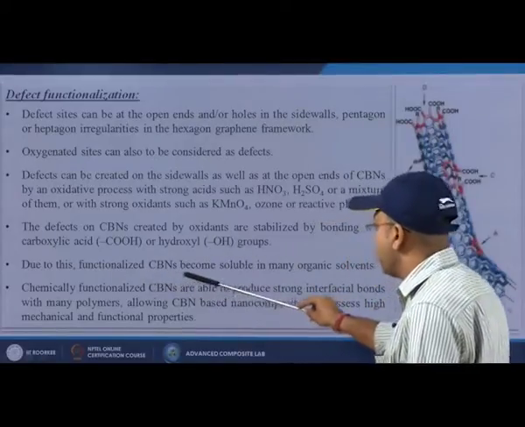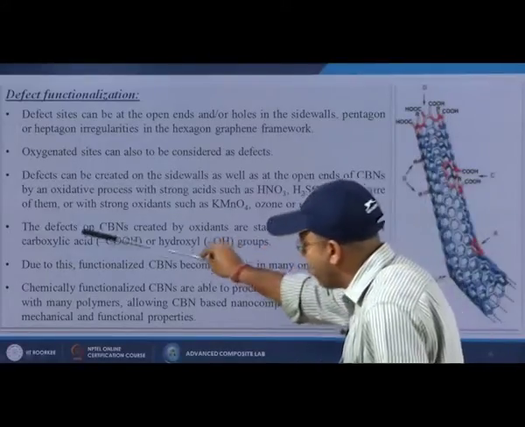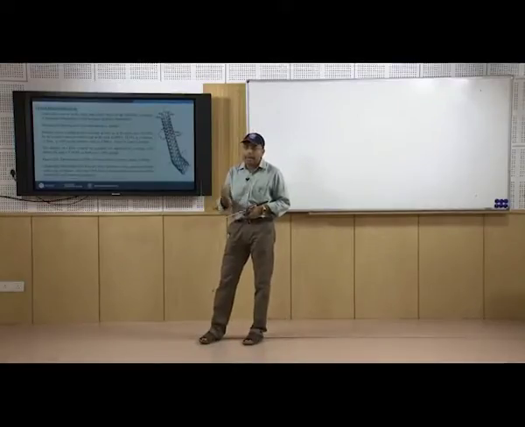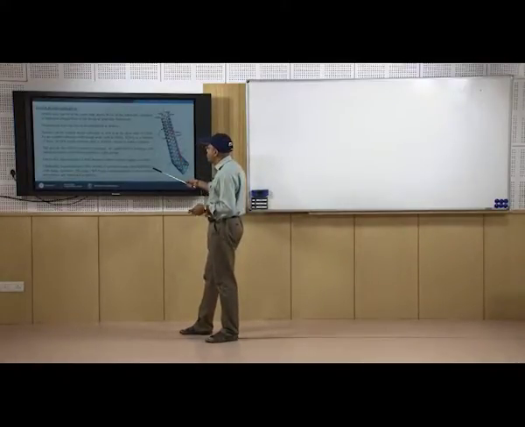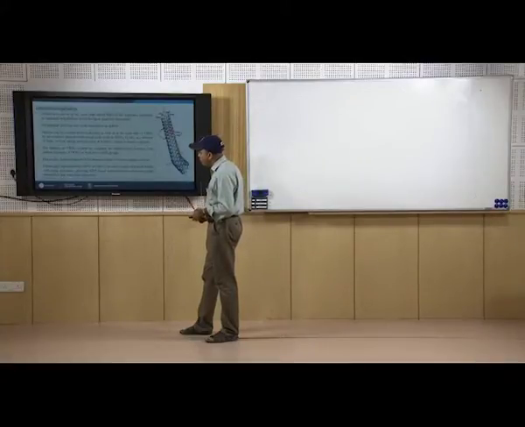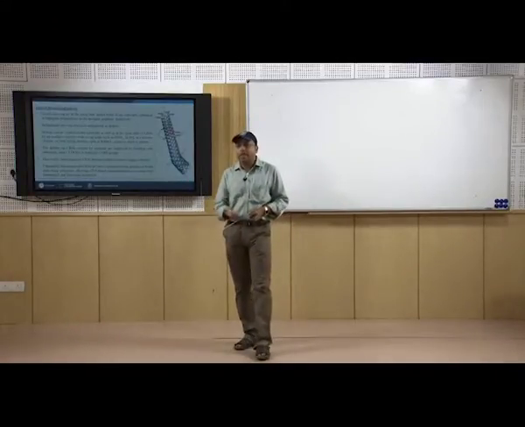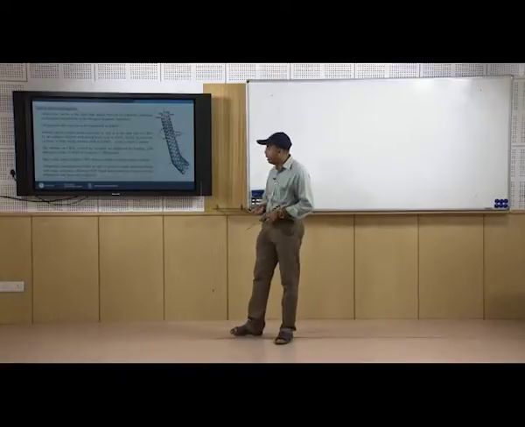Due to this, functionalized CBNs become soluble in many organic solvents, because we are putting some carboxylic group or hydroxyl group on this particular nanofiller, so that it can dissolve in some solvent. Chemically functionalized CBNs are able to produce strong interfacial bonds with many polymers, allowing CBN based nanocomposites to possess high mechanical and functional properties. So, by adding different functional groups onto the surface at the defects of that particular nanofiller, we can modify it.